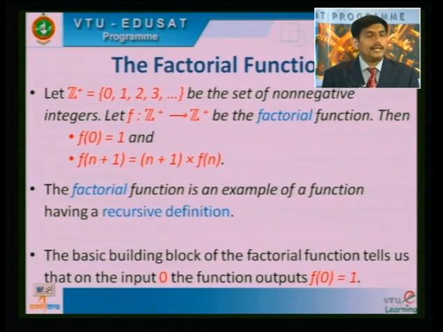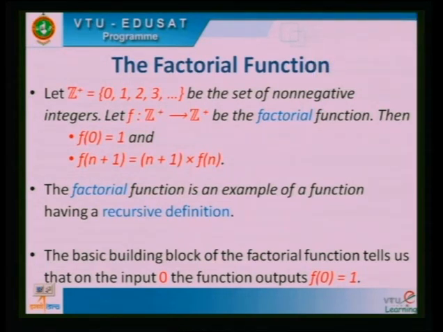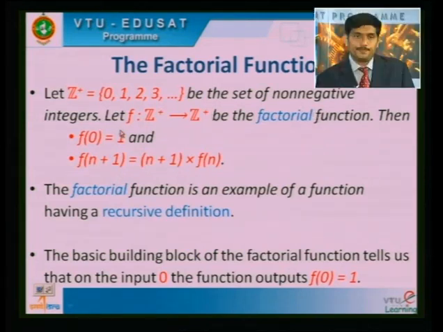The factorial function. Let Z plus be the set of non-negative integers, that is 0, 1, 2, 3, etc. Then we define a function f, a mapping from Z plus to Z plus, to be the factorial function. We already gave this example in the previous slides, that is f of 0 equals 1 and f of n plus 1 is equal to n plus 1 times f of n.